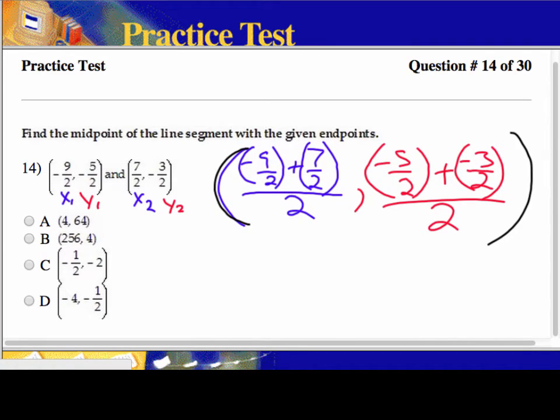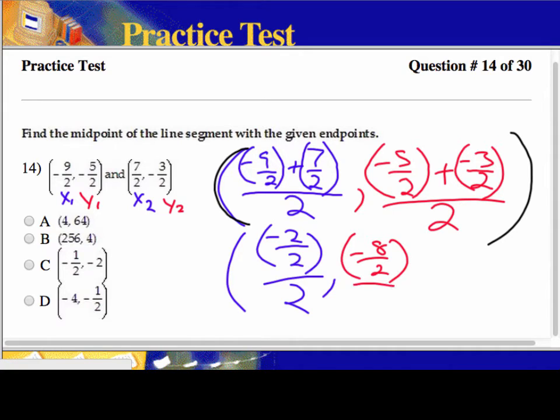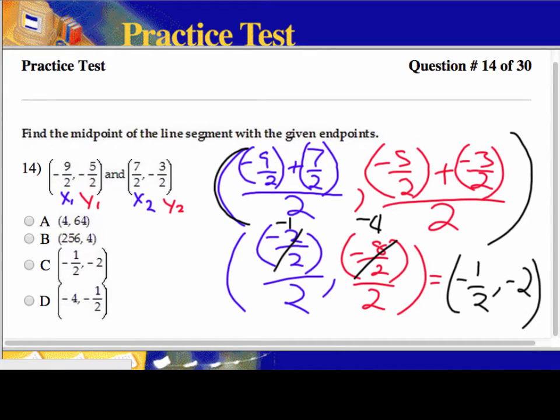So you added the fractions right. This one would be negative 2 over 2. But some of you forgot to put it over 2. That was just a simple arithmetic mistake, and a lot of people missed it. This would be negative 8 over 2. So then that reduces down: this becomes negative 1 over 2, so this is negative 1/2. This reduces down to negative 4 over 2, which reduces to negative 2, because negative 4 divided by 2 is negative 2.